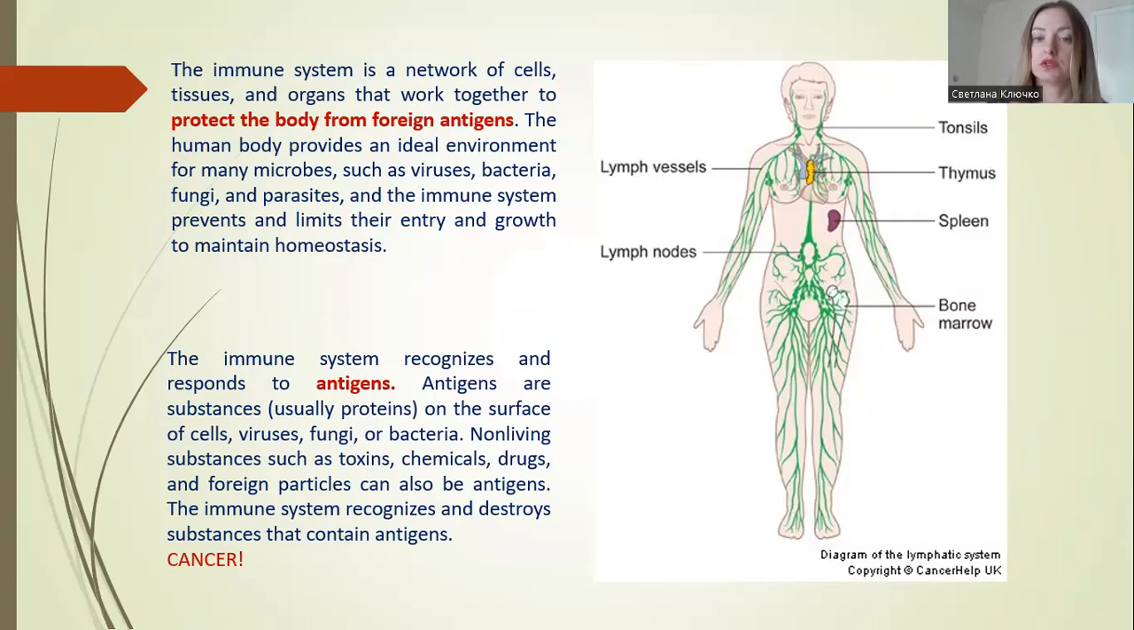Antigens are substances, usually proteins, on the surface of cells, viruses, fungi, or bacteria. Non-living substances such as toxins, chemicals, drugs, and foreign particles can also be antigens. The immune system recognizes and destroys substances that contain antigens. Also, endogenous antigens like cancer cells can also be antigens, and our immune system is responsible for cancer antigens also.